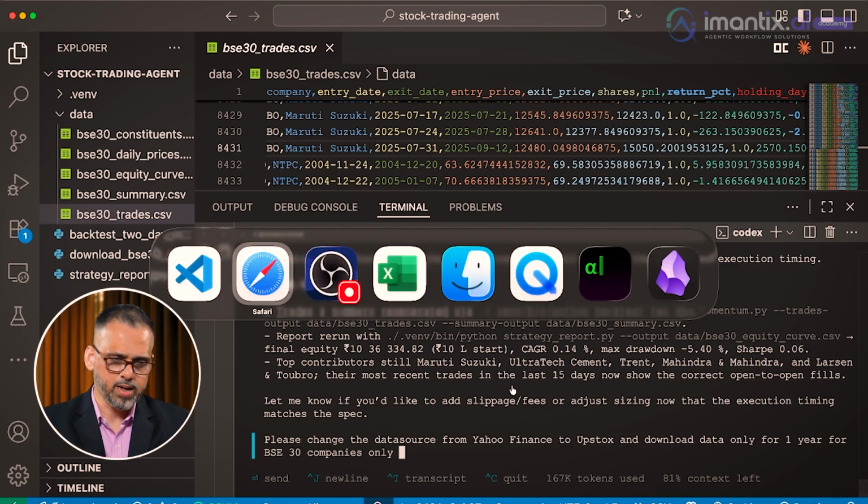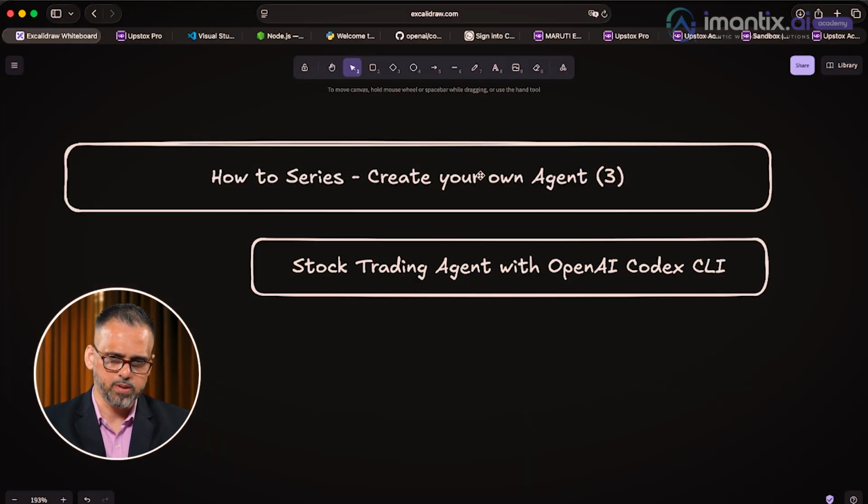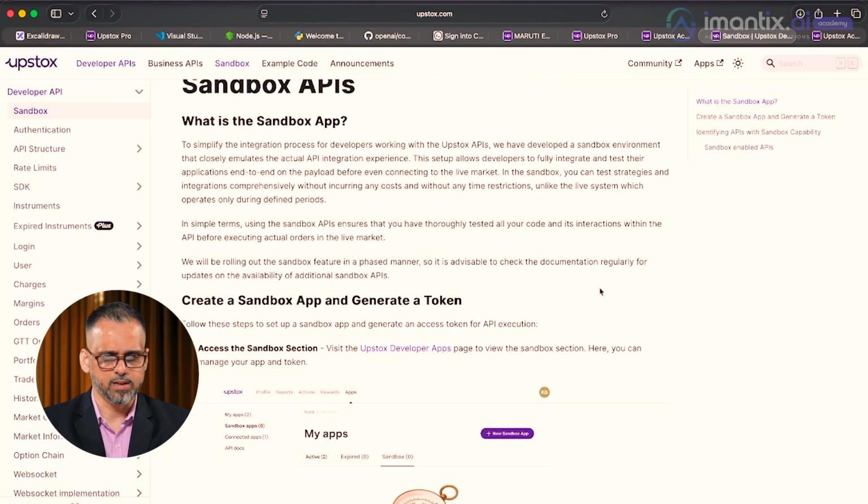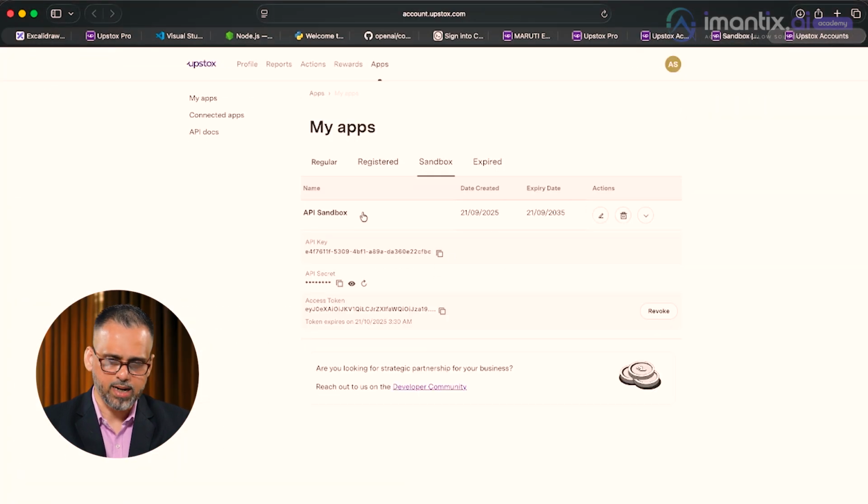In order to do that, we had gone to the Upstox website and created a Sandbox app. And again, all of this is free. You don't need to pay any money to Upstox to get a free account or even create a Sandbox app. There's no charge for this. So we made a Sandbox app. What you need is an access token. You go to the Sandbox section, open up your API Sandbox, and generate an access token. You need this token.